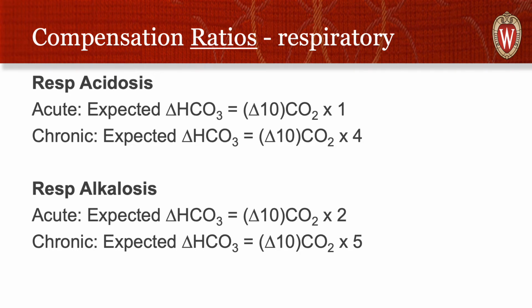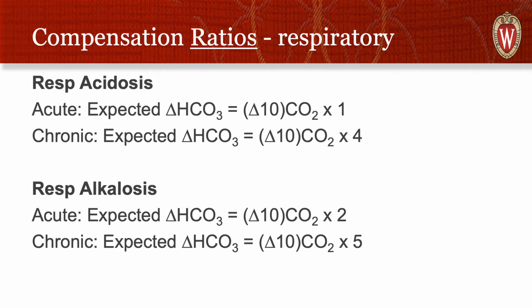For an acute respiratory acidosis, the expected change in bicarb equals the change in CO2 times 1. But the change in CO2 in this case is for every 10 change in CO2. As an example, if your CO2 is 50, your expected change in bicarb equals 1 times 1. So it's for every 10 CO2 change.